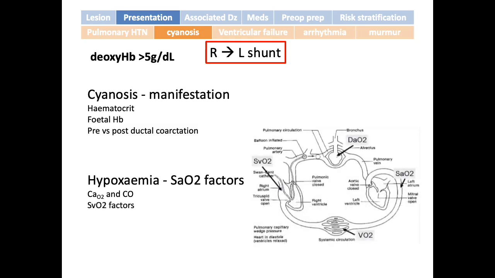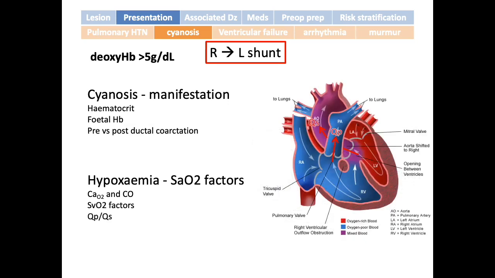Secondly, because of the right to left shunt, arterial oxygen saturation is also affected by factors contributing to venous oxygen saturation, or SvO2. These include the rate of oxygen uptake as well as cardiac output. If cardiac output drops, SvO2 drops, which lowers the SaO2 further after shunt mixing. Thirdly, the lower the ratio of pulmonary blood flow, or QP, to systemic blood flow, or QS, the greater the degree of cyanosis observed.